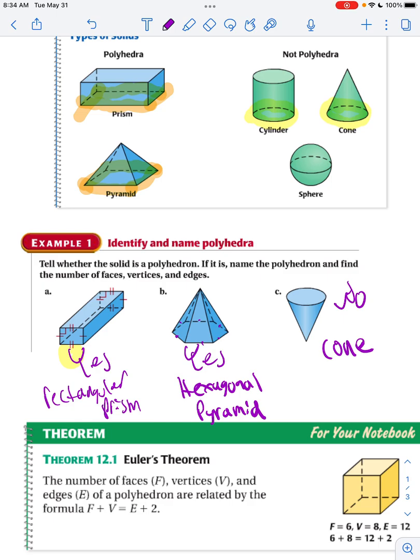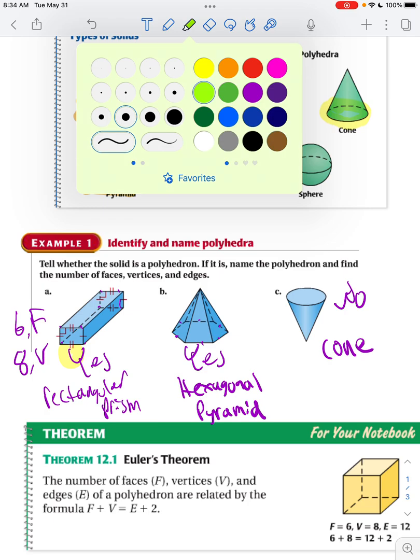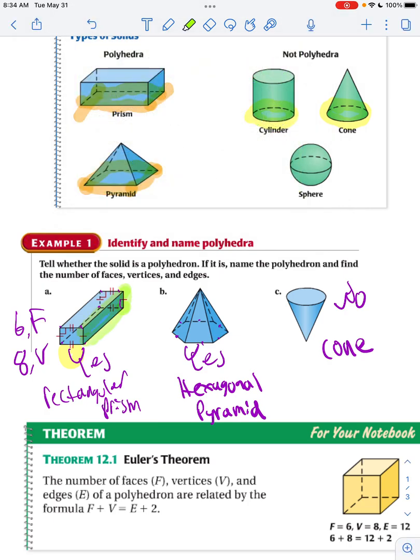So number of faces, let's see here. 1, 2, 3, 4. This is 6 faces. I'm just going to do 6F. Vertices, again, that means how many times they connect? 1, 2, 3, 4, 5, 6, 7, 8. So I'm going to say 8 vertices. And then edges, 1, 2, 3, 4, 5, 6, 7, 8, 9, 10. Let me double check. 1, 2, 3, 4, 5, 6, 7, 8, 9, 10, 11. So I actually have 11 edges.